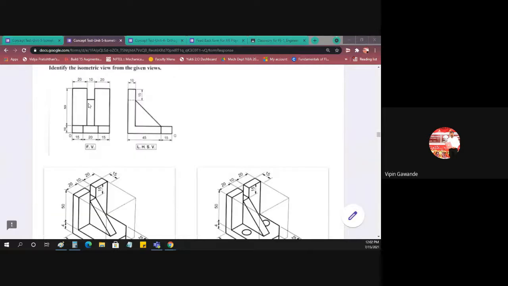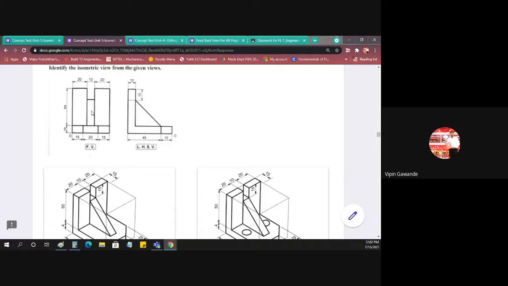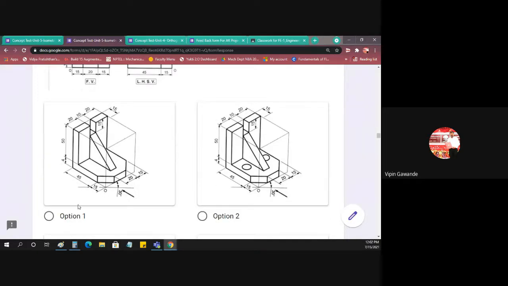Then we have a vertical rectangle. That vertical rectangle is because of this rib. You have to make this rib vertical, straight, so we'll get the vertical rectangle here. This is for this rib. And then these two vertical rectangles are because of this part, this and this one. So that means the front view is correct for option number 1.